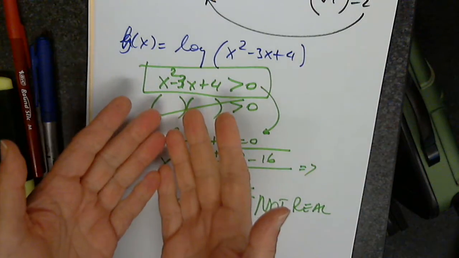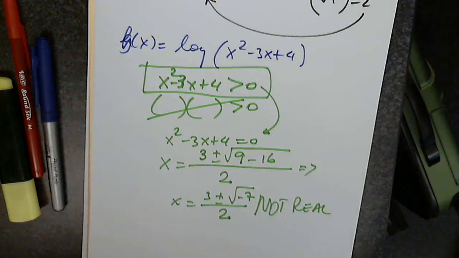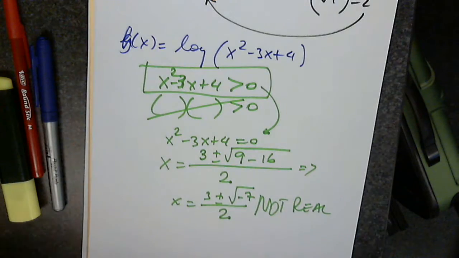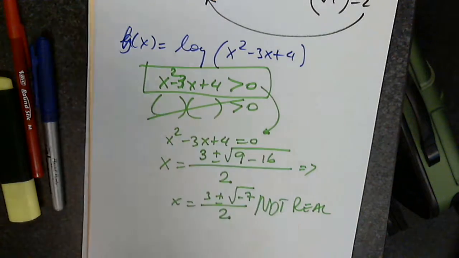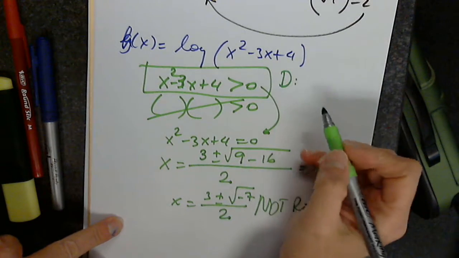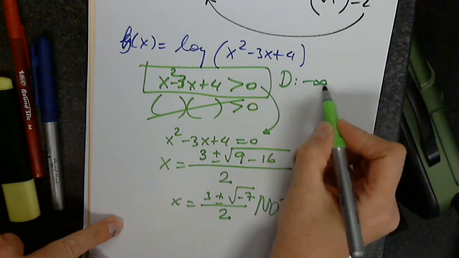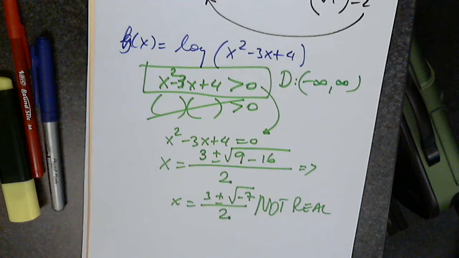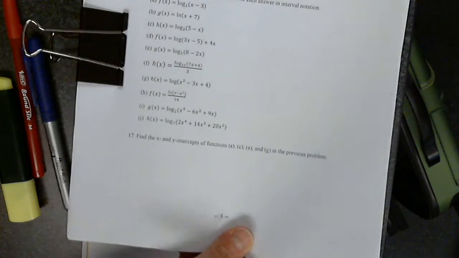No matter what I plug in there, it will always be positive because this is a quadratic function that opens upward and it never touches the x-axis. It's way up. So what will you say about the domain of this function? Right. Exactly. Because that condition is fulfilled forever. Very good. Good. Next one.